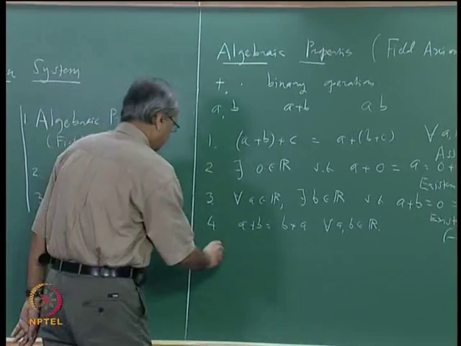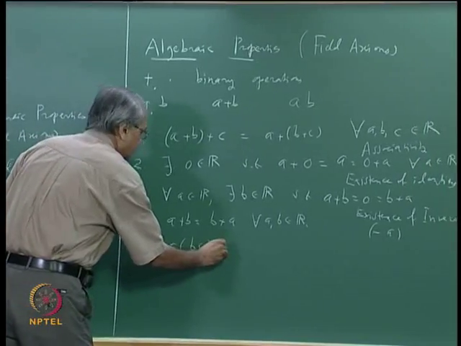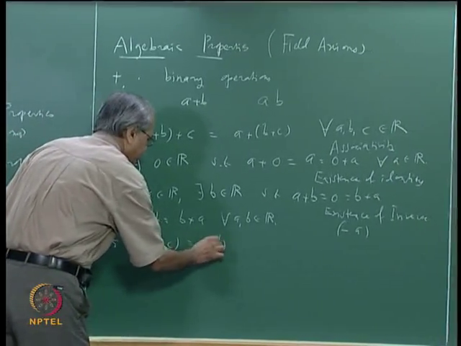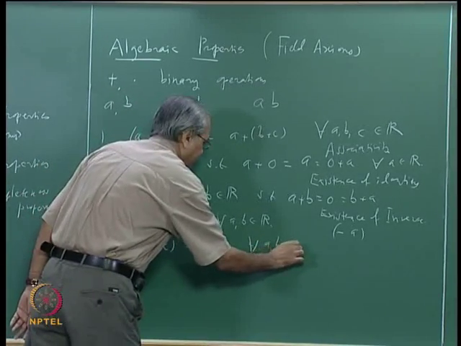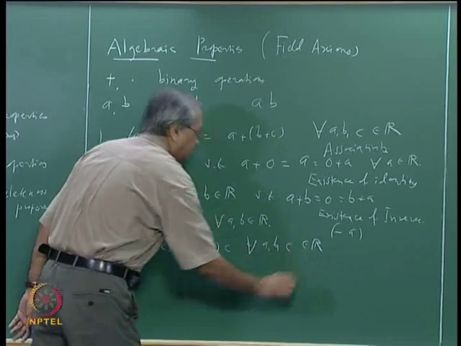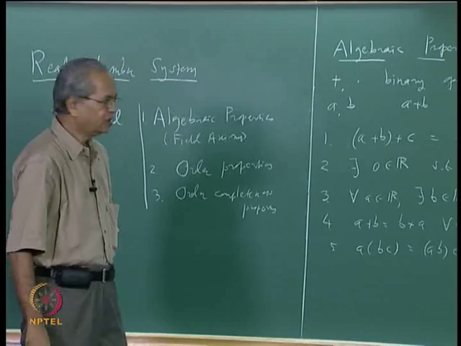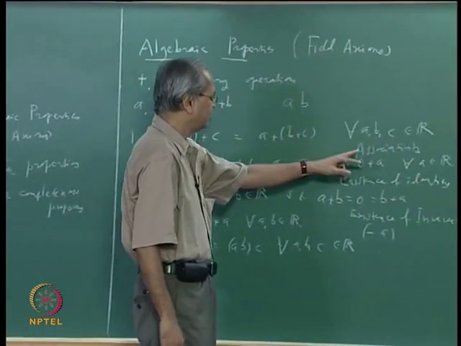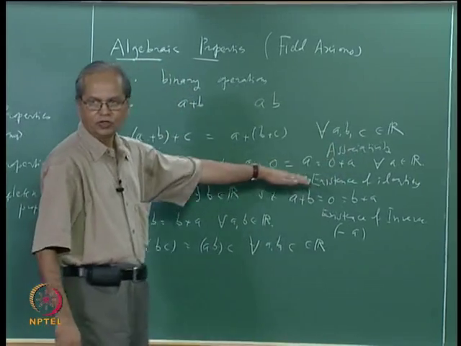So a into bc is the same as ab into c for all a, b, c in R. Again, this is called associativity of the second operation, and the same comments apply here, so I will not go into details of that.